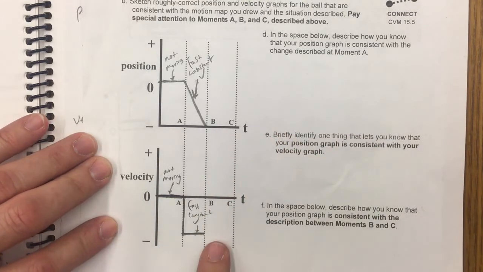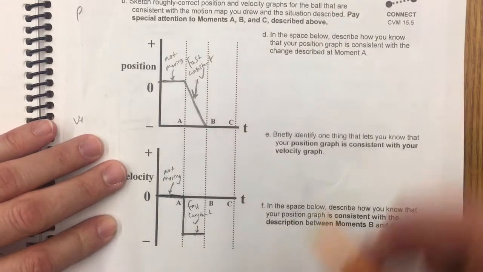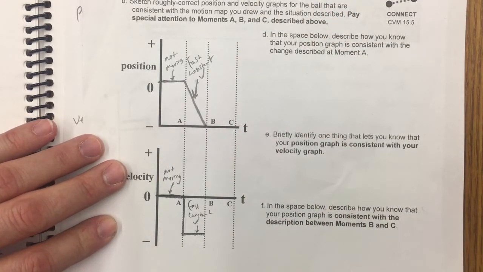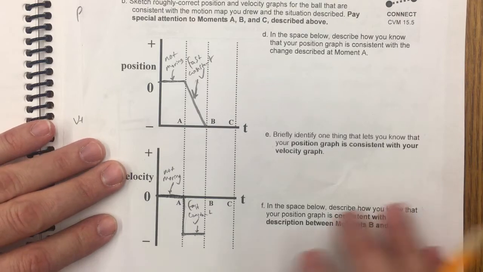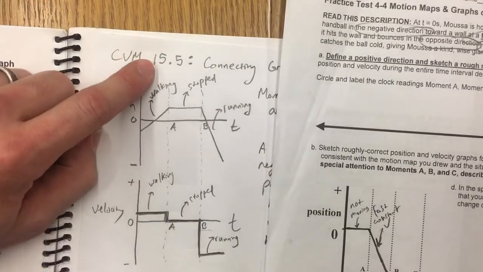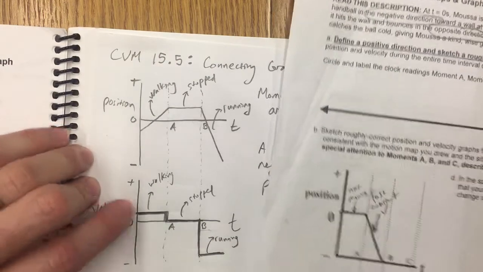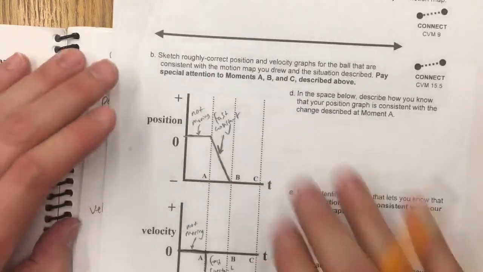So I can call this a fast constant v. Again, I'm not gonna finish this graph. I'm gonna let you think about what it means for the ball to change direction and move slower. We have a guide of what that looks like here in 15.5, but I'm not gonna actually show you exactly what that looks like for this one.